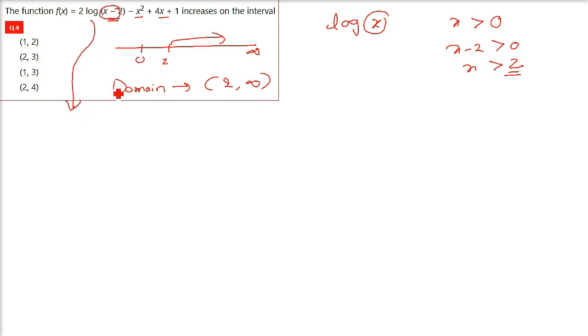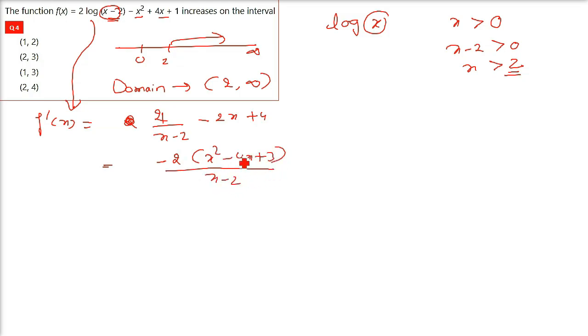Now coming to 2 log(x − 2) − x² + 4x + 1. So f'(x) is, let us differentiate: 2 log(x − 2) gives 2 times 1 by (x − 2). Differentiation of x − 2 is going to be 1. And −2x, plus 4, plus 1 differentiates to 0. Now we are going to solve it, and I hope you will be able to solve this properly, just take the LCM and there will be an expression. Let me write the final version because I hope you will be able to do it. It's very straightforward. So the final version is going to be (−2x² − 4x + 3) divided by (x − 2). That is going to come.